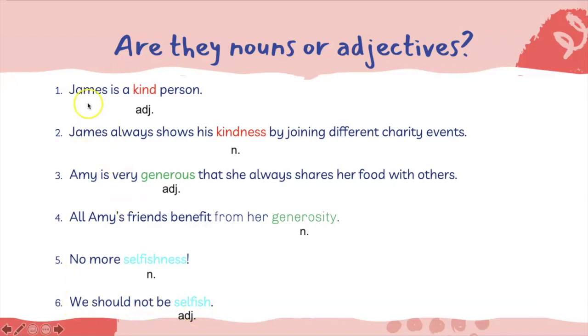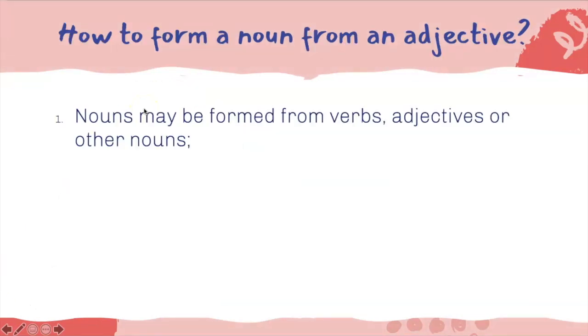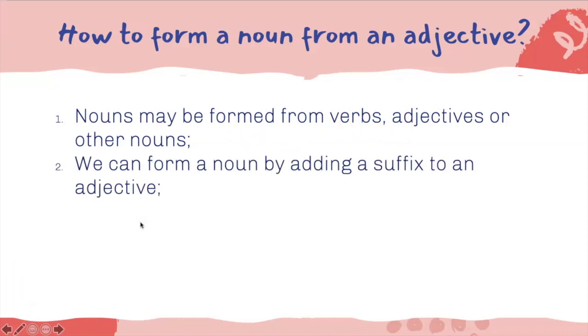By looking at the 6 sentences here, can you notice that the words in the same color share a similar meaning and they look alike? Yes, sometimes we can change the adjective into a noun by adding something at the end of the word. So how to form a noun from an adjective? Nouns may be formed from verbs, adjectives, or other nouns. And today we will only focus on how to form a noun from an adjective. Adding a suffix to an adjective is one way of forming a noun.